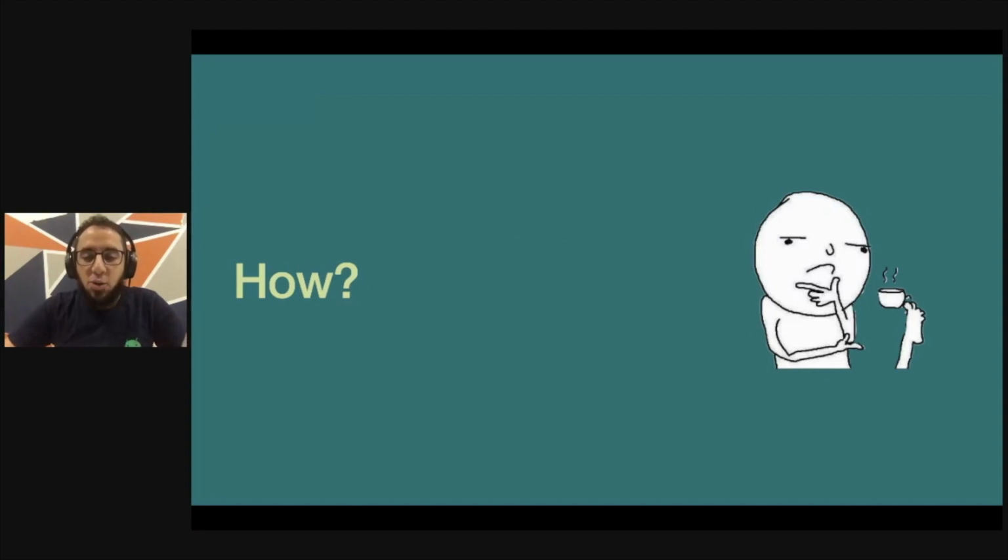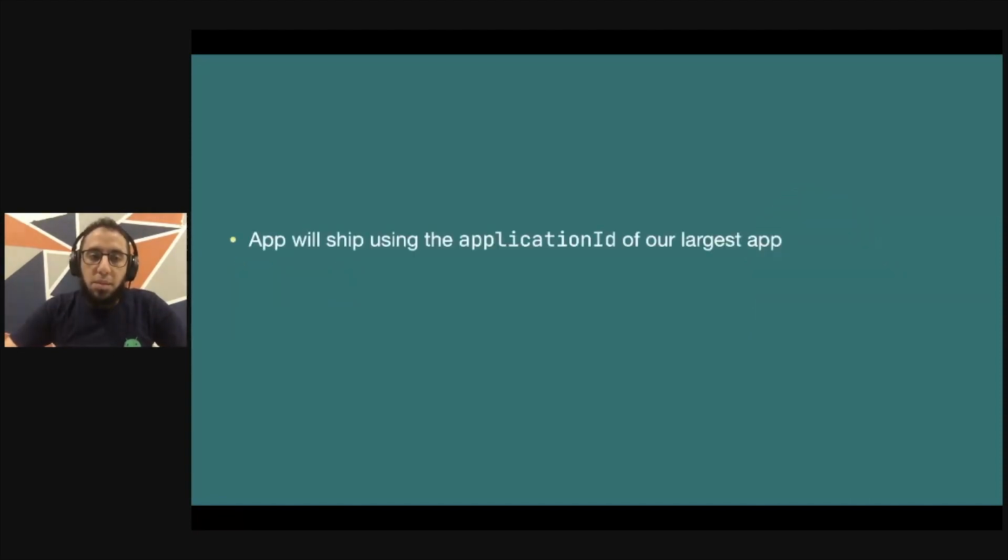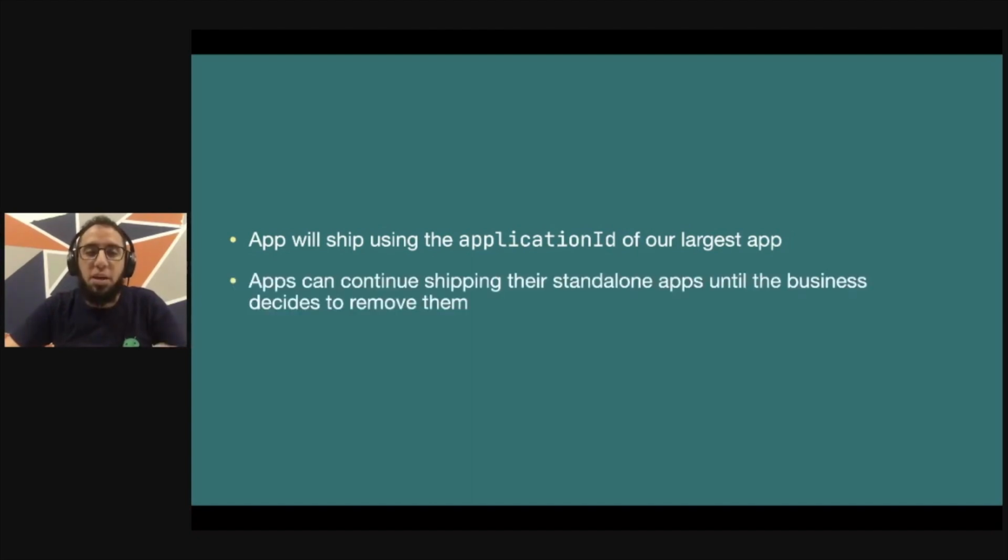So, great. How would we go about doing this? If you think about it, we already have apps in production. The ride-hailing app is our largest app and has the largest user base. So taking the application ID of the largest app and building from there is something we wanted to do, because we don't want to have to reacquire customers by shipping a whole brand new app with a new app ID. And the individual apps can continue shipping their standalone apps until either the business decides to remove them or it seems like a good time.